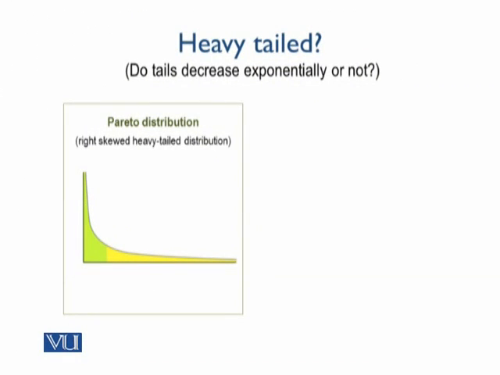Heavy tail distributions need not be symmetric, because the Pareto distribution that we have shown is right skewed. The Pareto distribution was discovered by an Italian economist, Mr. Pareto, who was studying the distribution of income. This holds very true even today, because in any society you have a lot of poor people, and then you have some middle class people and a few rich people.